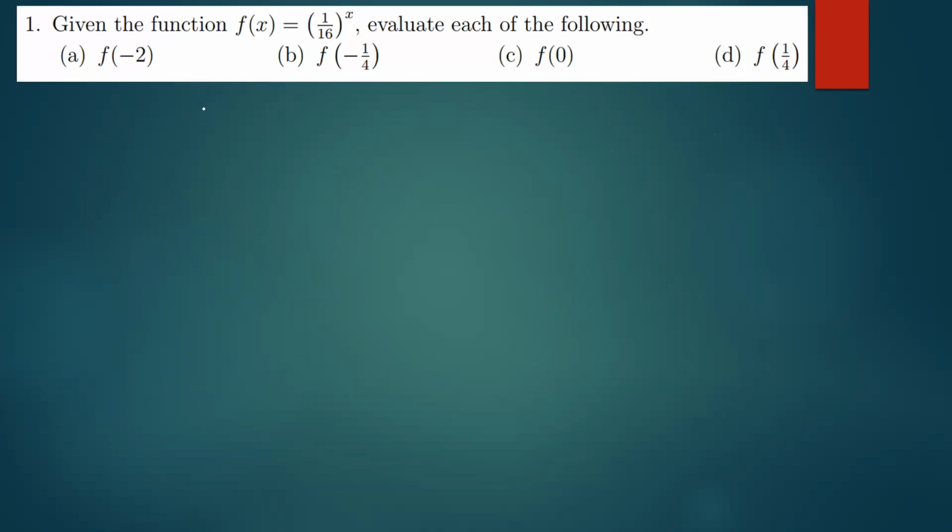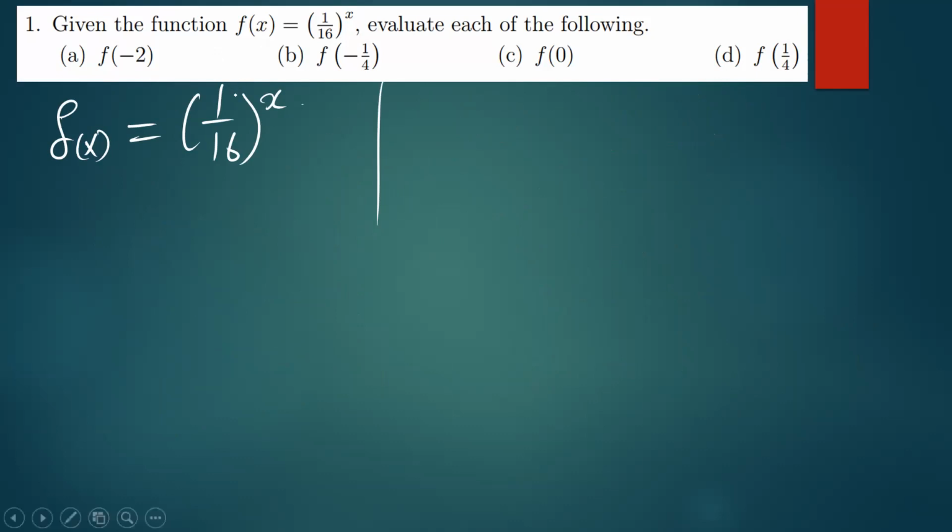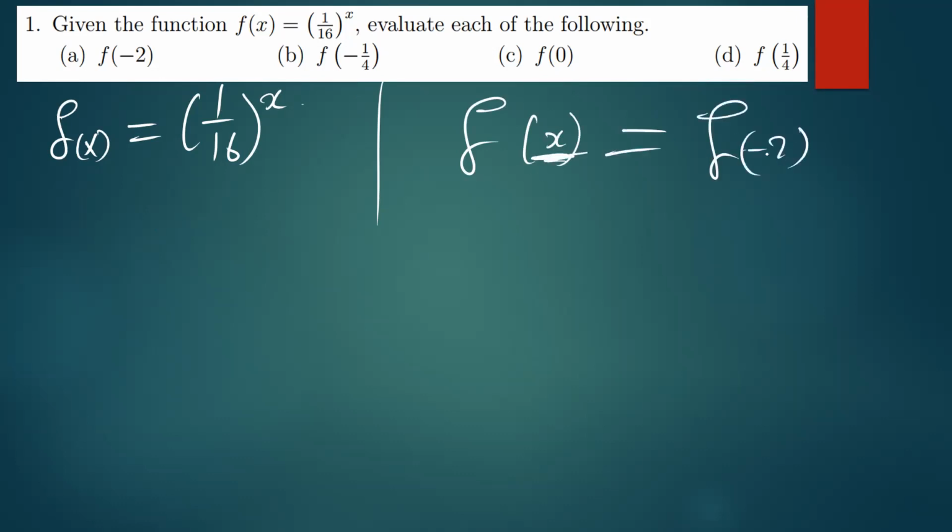All right, so we have the first question here, which says, given the function f of x is equal to 1 over 16 to the power x, evaluate each of the following. They're asking us to find f of -2. Whenever you've been given a function and they tell you to find f of something, it means that while there's x in that function, you have to replace it with the value that you have inside the f of. So when you have x there, if we say find f of -2, it means that x is equal to what?